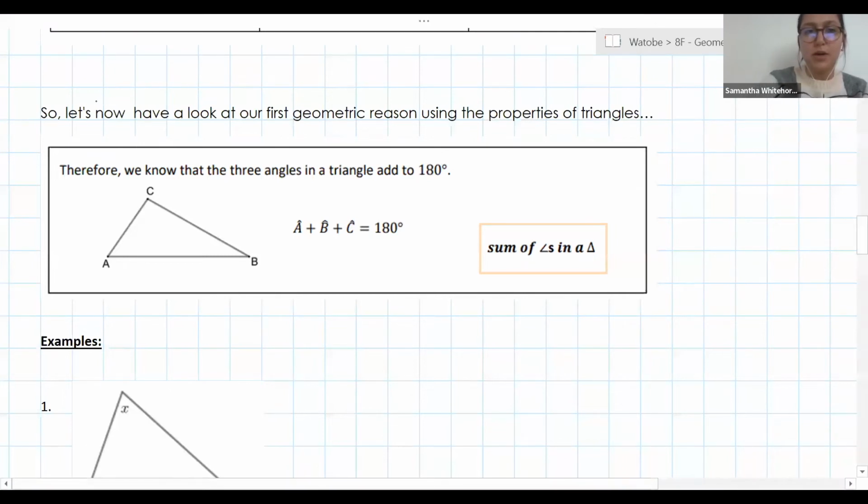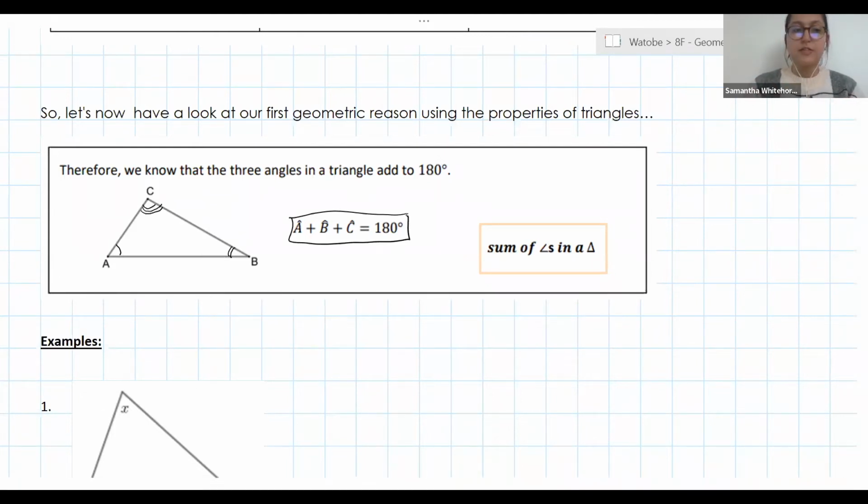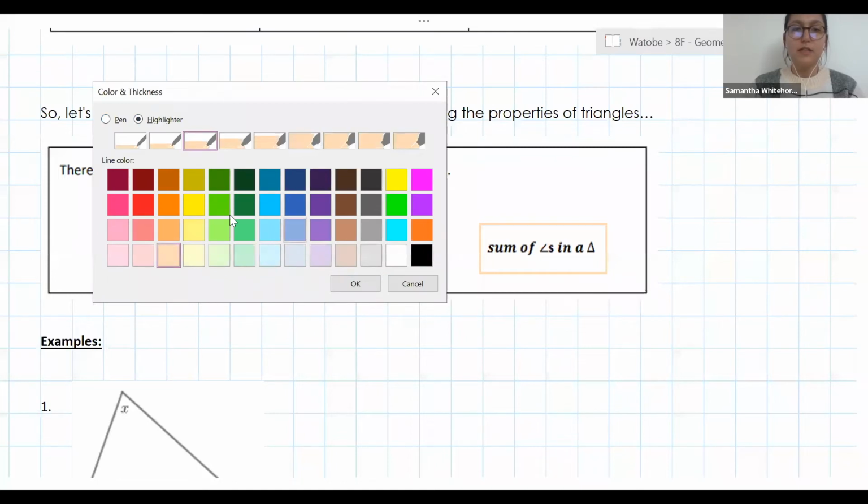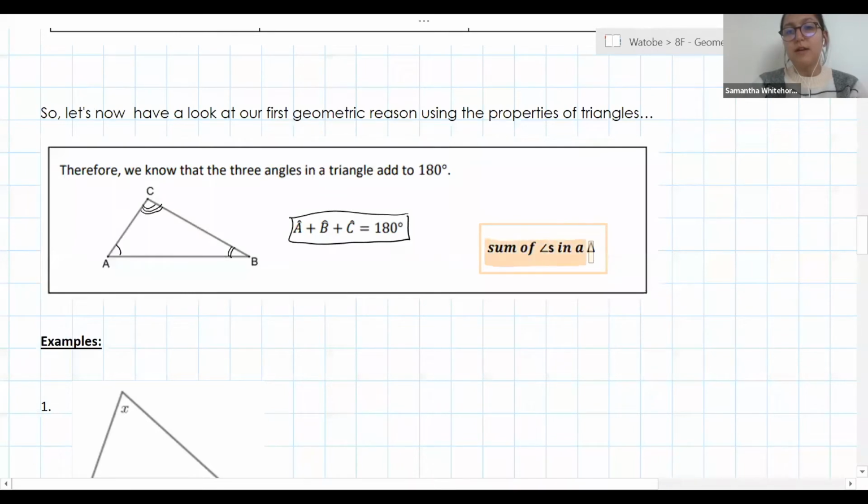So this is what this little block is saying. If I add angle A plus angle B plus angle C, I must get 180 degrees because angles in a triangle add up to 180. Right, so that is one of our first reasons. And guys, remember in geometry, whenever you make a statement, you always have to give a reason. So my reason here is what I've put in the block, sum of angles in a triangle. That's the reason we will write down when doing these questions.